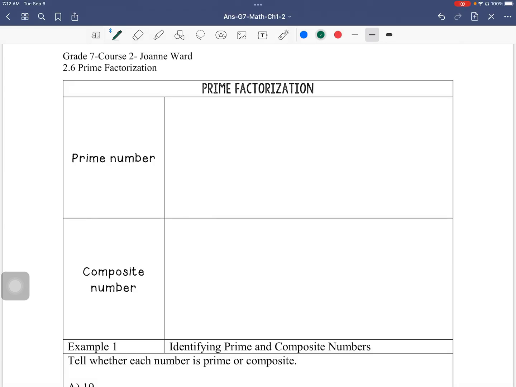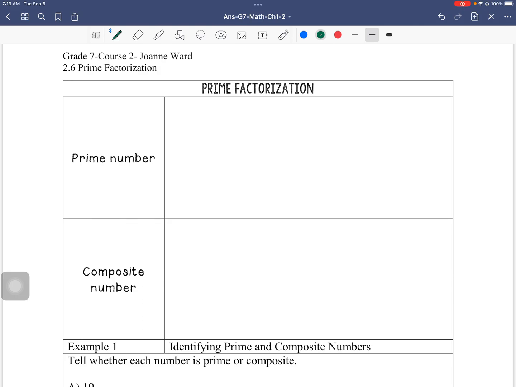In 2.6, we want to talk about prime number factorization. So first of all, we want to define what is a prime number. A prime number is a whole number greater than 1 that has exactly two factors, 1 and itself.